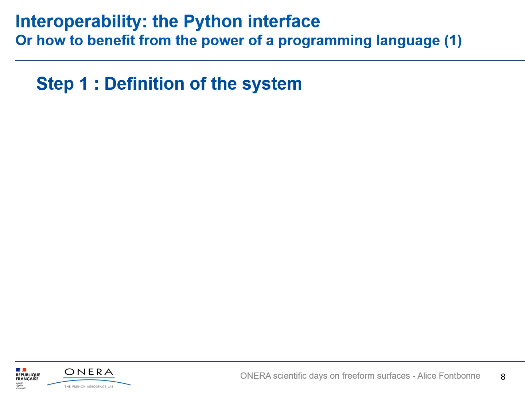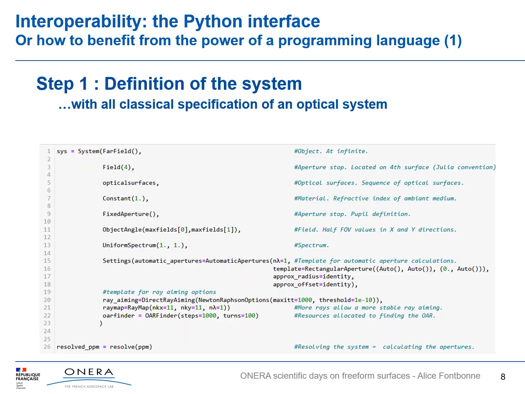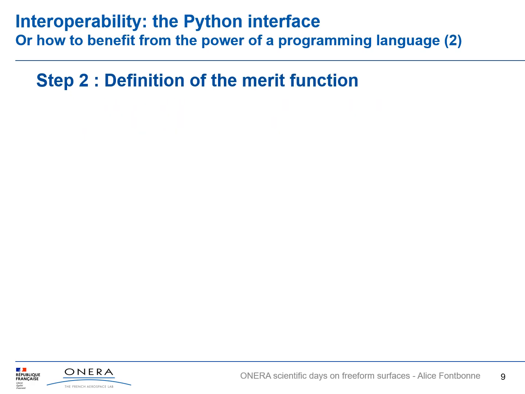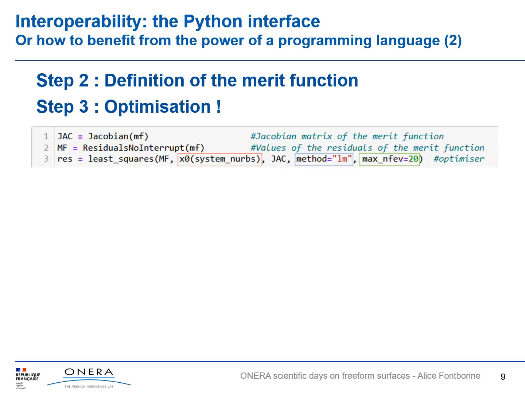So the first step is the definition of the optical system with all classical specifications of an optical system. So here you have the optical system in Formidable. You can define the object. It is in far field here. You can define the aperture, you can define the spectrum, and you can define the optical surfaces. After, step 2 is the definition of the merit function, but I'm not going to speak about it now. And step 3 is the optimization.